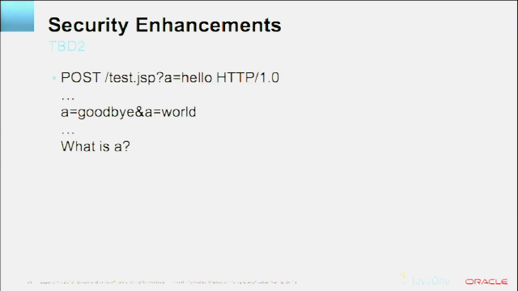And the second issue that is still TBD is this: we post a request, and inside the URL you have another parameter, and then you also post the data. Then the question is, what is A in this case? If you call get parameter A, what will you get? Yeah, you get all of them. Which one comes first?